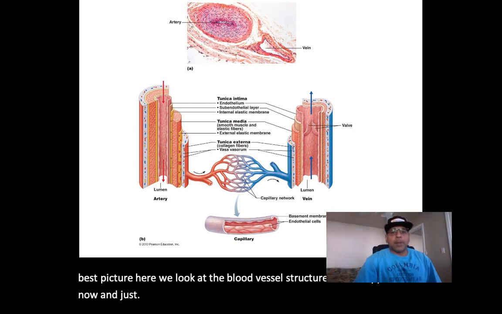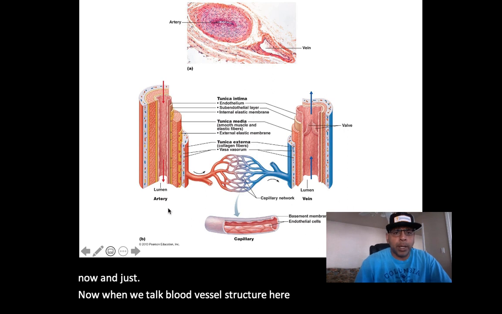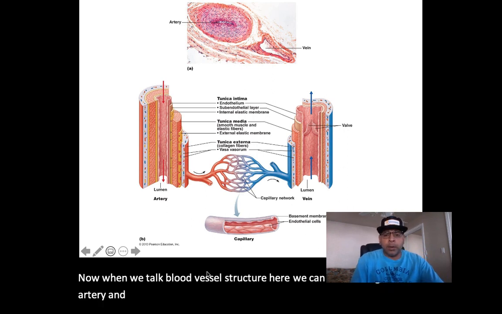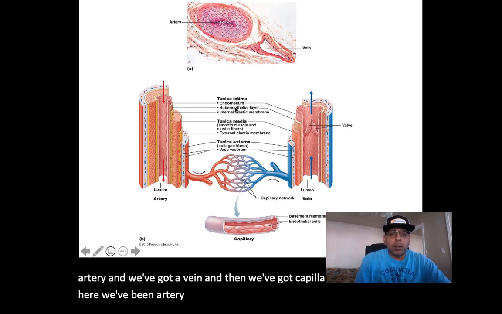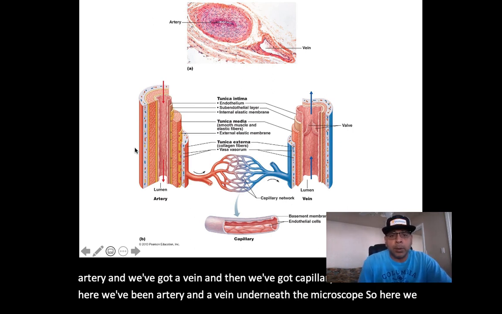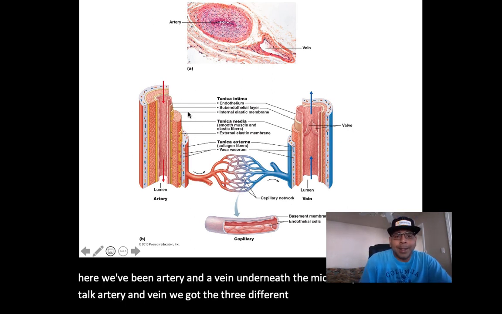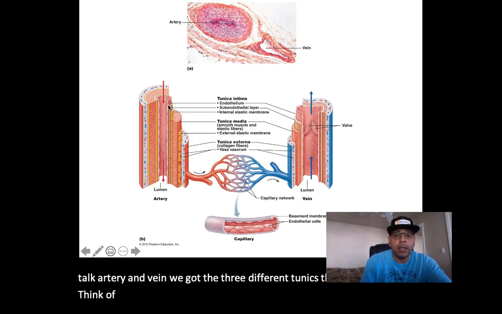Now, when we talk blood vessel structure, here we can see we've got an artery and we've got a vein, and then we've got a capillary here, and then here we've got an artery and a vein underneath the microscope. So here, when we talk artery and vein, we've got the three different tunics. The tunica intima. Think of intima as intimate contact with blood, or internal.